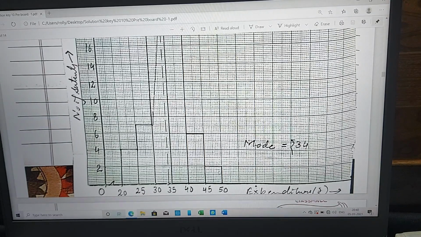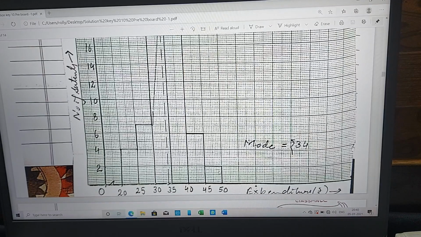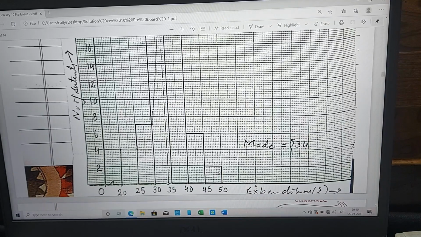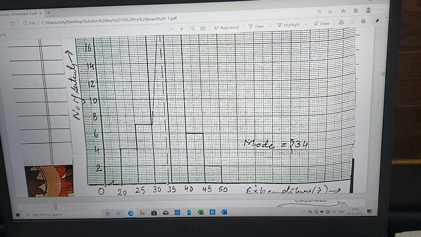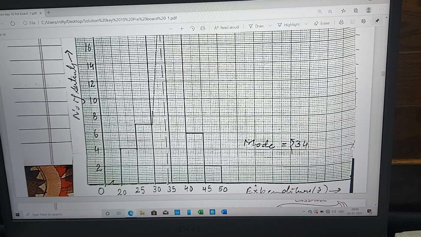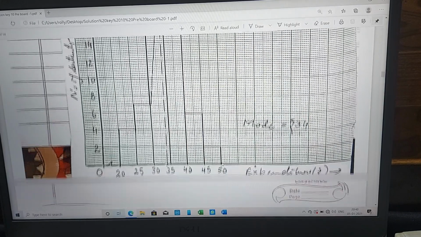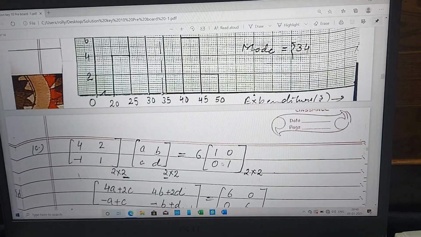In the table it is given that the highest frequency is for the class interval 30 to 35, so they have written that the mode is 30 to 35. That is not the mode, that is the modal class. You can tell the modal class without making the histogram. But the question says that you have to find the exact value of mode, so that has to be between 30 and 35. Are you getting it? For that you have to make the histogram and then do it. So the mode will be 34.